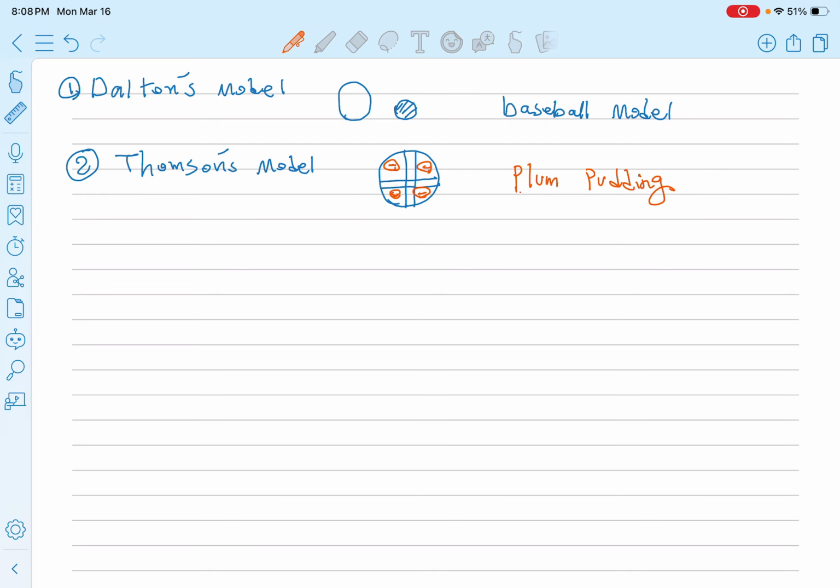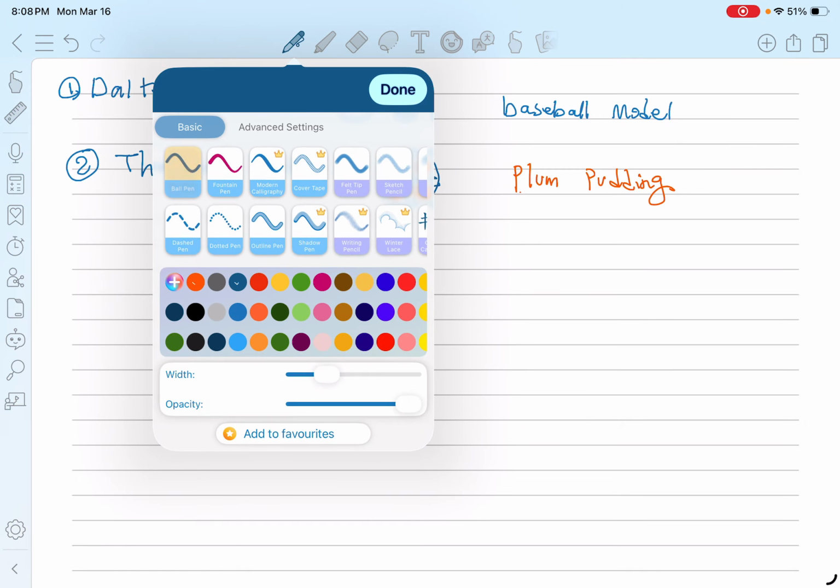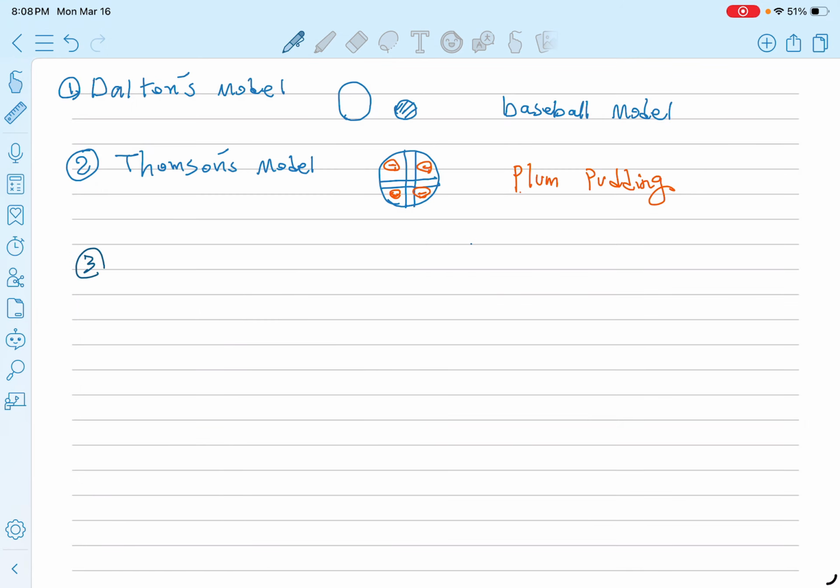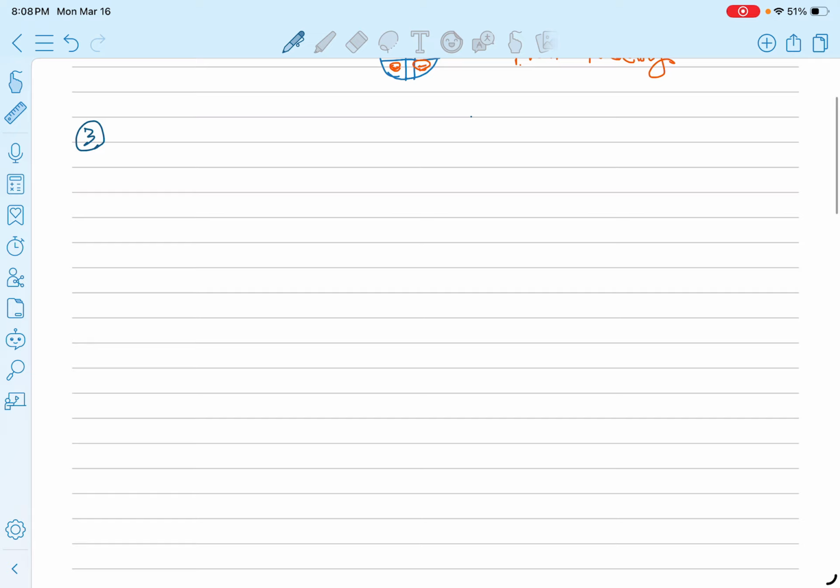Or I always tell my students it looks like a watermelon. The entire watermelon, the red part, is like the positive charge, and the seeds are electrons embedded in this positive charge. The next model was introduced by a scientist named Rutherford.